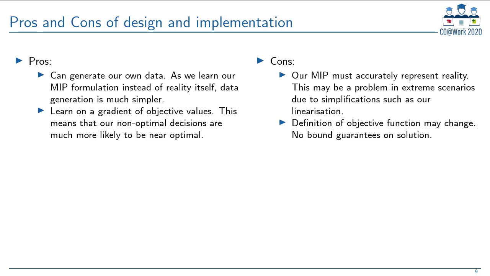Our approach learns on the gradient of objective values, because remember, our discriminator predicts the optimal induced objective value by a choice of operation mode. This means that our non-optimal decisions are much more likely to be near optimal. This was a large part of our design choice. We needed to generate decisions and did not want to use the general GAN discriminator, which accepts or rejects. The downside of this, however, is that the project partner may wish to change their objective function, and this would require retraining the network heavily. There is also no bound guarantee at all with our solution.